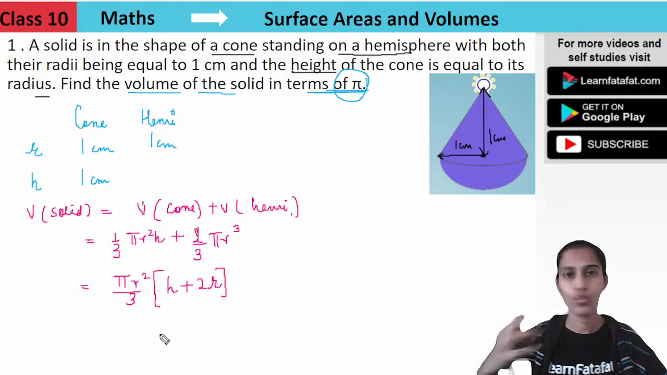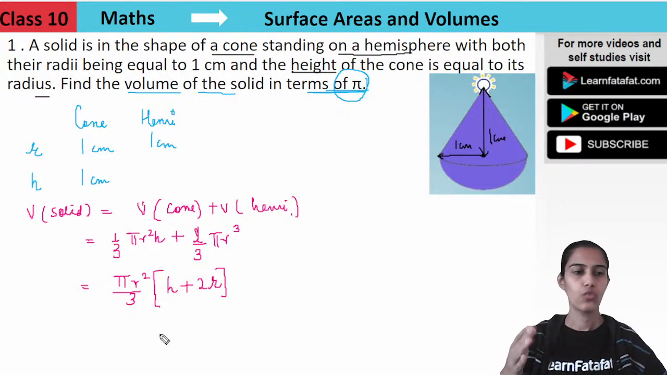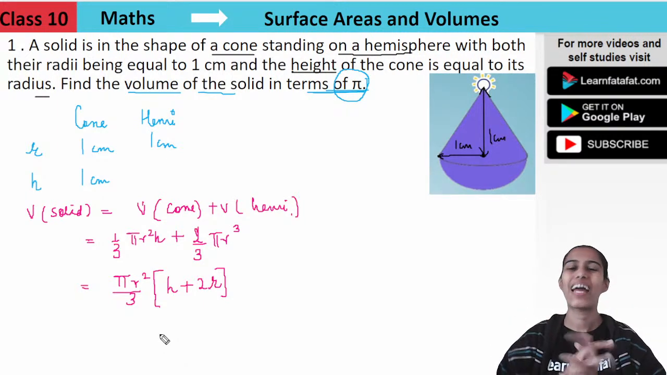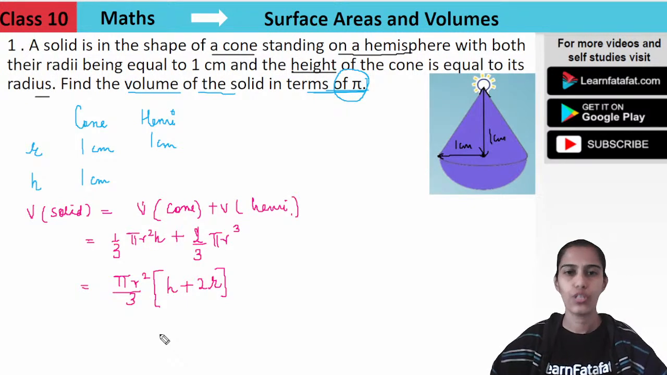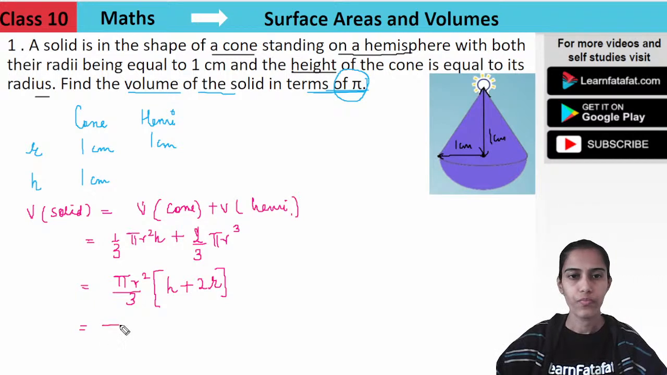ठीक है, this I am showing you the simple method how to solve it. तो अलग अलग दोनों find करके फिर add करने के लिए you don't need to do that. So this will be equal to pi r squared upon 3 into now height and radius तो equal ही है, so this h is nothing but r. So r plus 2r तो मैं लिख देती हूँ 3r. ओके, सब्स्टिट्यूशन कर लेते हैं अब.